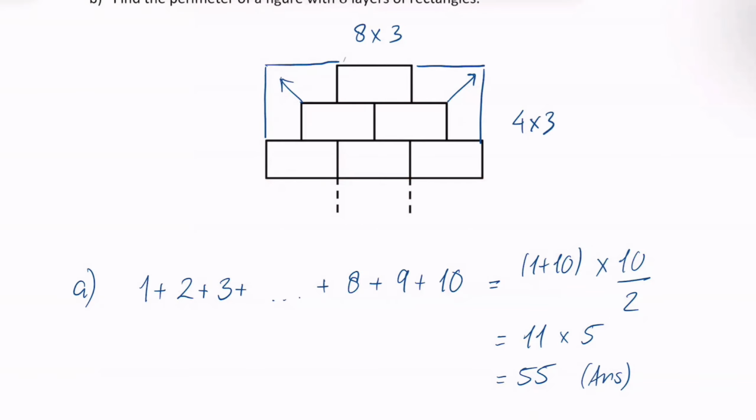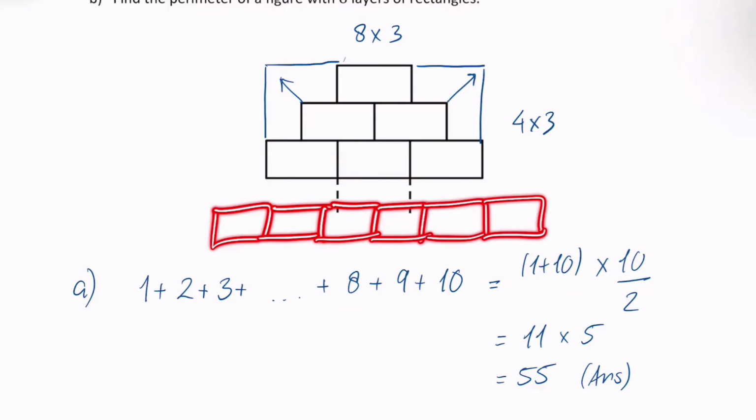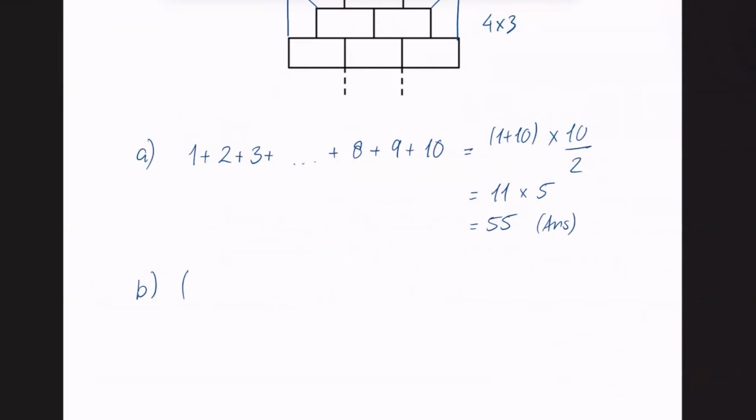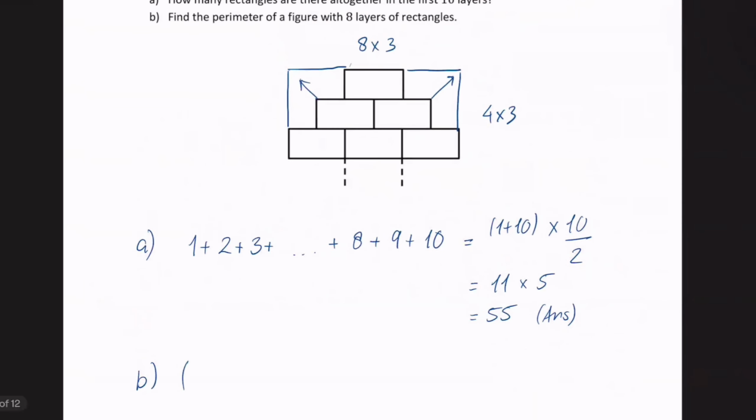Now, what if I have 8 rectangles as my base? There's 7 only. What would be the length? I have 8 rectangles. 64. Yes, it would be 64, right? Because I have 8 rectangles and each of them has a length of 8. So 8 times 8 is 64.